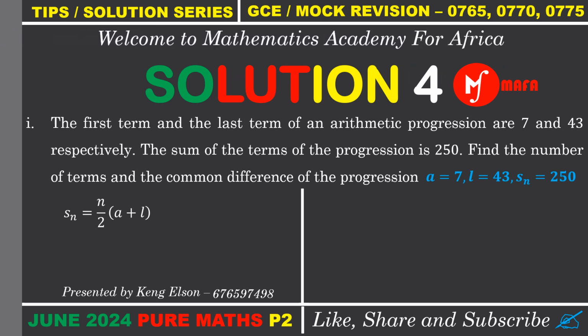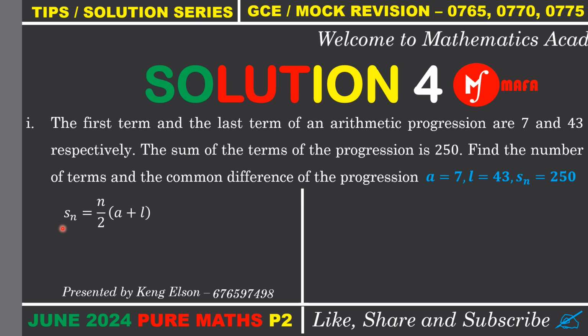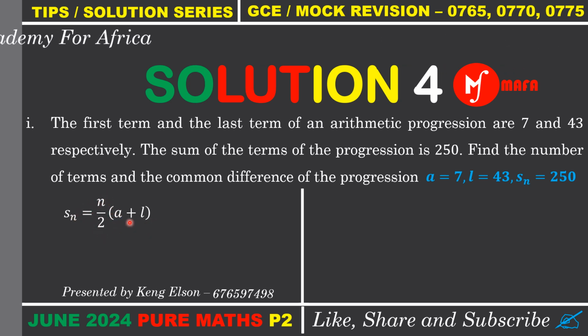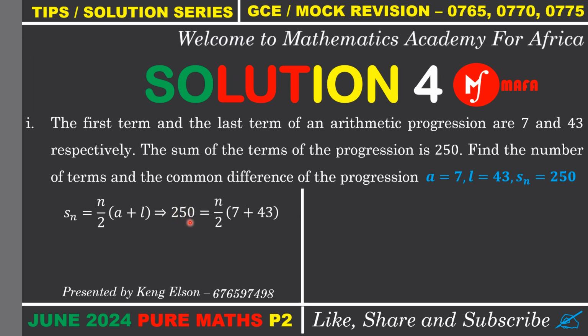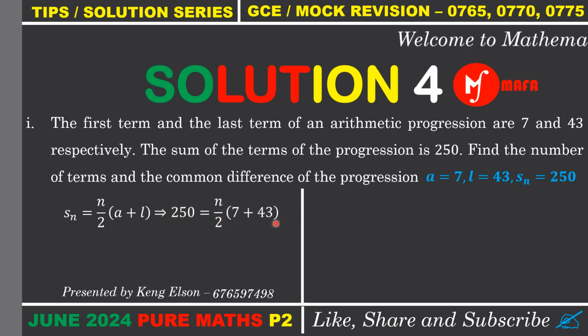Alright, so having in mind that the sum of the first n terms is n over 2 into a plus l, where n is the number of terms, a is the first term and l is the last term, we just have that 250 is equal to n over 2 into 7 plus 43.